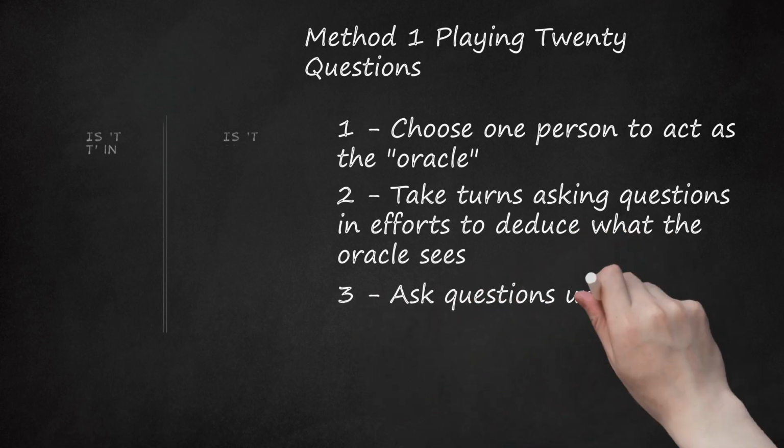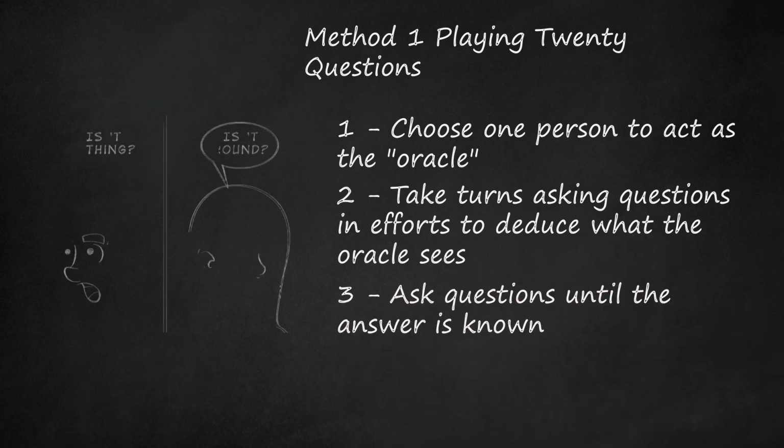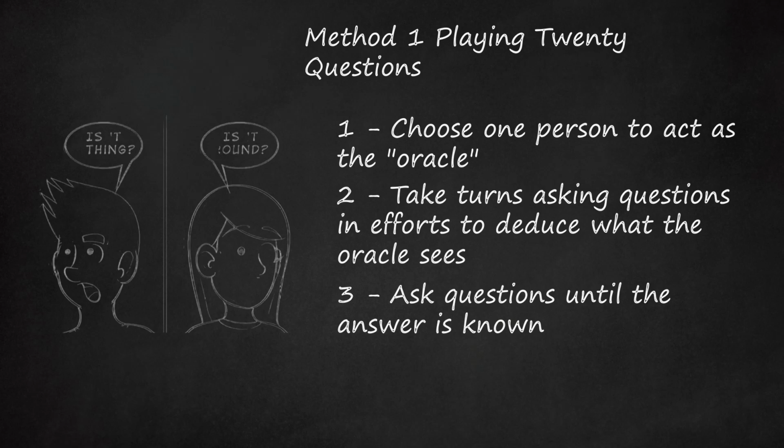3. Ask questions until the answer is known. If a player feels like they know the answer based off of others' questions, when it is their turn, they will use their turn to pose the question, "Is it...?" as a guess. The question will include their guess of what the specific object may or may not be. Is it a thing? Is it stationary? Does it move on its own? Is it blue? Is it round?